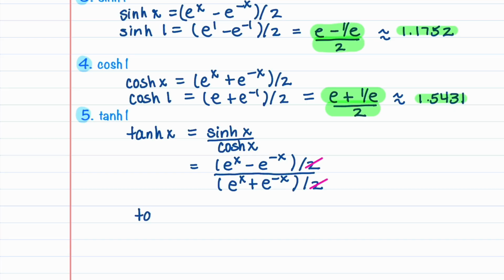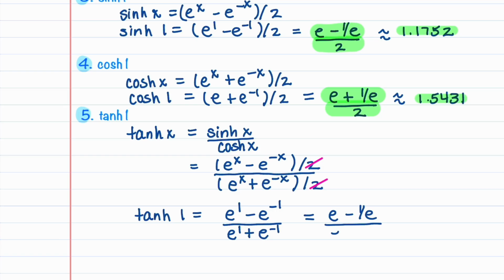So we have tanh of 1 is e to the 1 minus e to the minus 1, all divided by e to the 1 plus e to the minus 1. We can write this a little nicer as e minus 1 over e, all divided by e plus 1 over e. And that is approximately 0.7616. Here is our exact answer, and then this is our approximate answer.